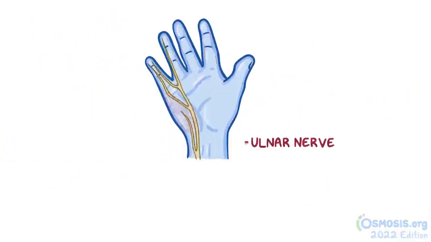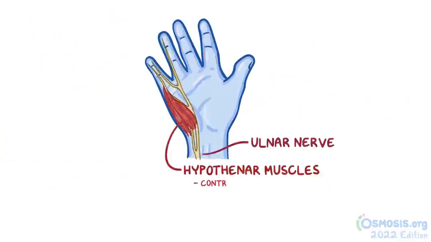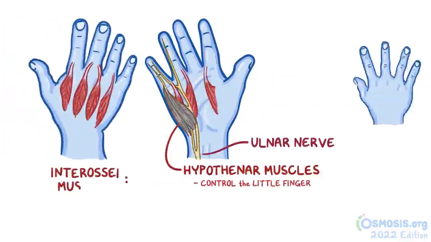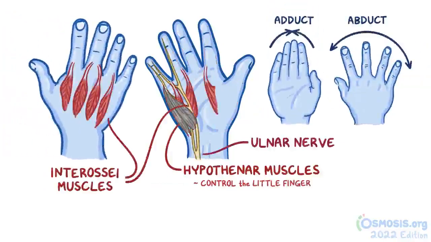Similarly, the ulnar nerve supplies the hypothenar muscles, which control the little finger, and the interossei muscles, which abduct and adduct the fingers, meaning to spread or bring them together. So, an injury to the ulnar nerve causes a loss of movement of the little finger, and the inability to abduct or adduct all 4 fingers.